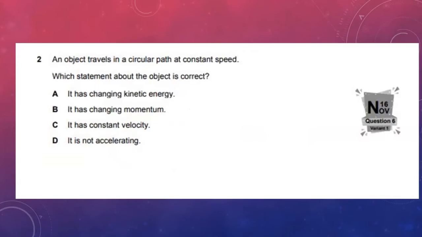This question is very, very important. An object travels in a circular path at a constant speed. Which statement about the object is correct? A, it has a changing kinetic energy. B, it has a changing momentum. C, it has constant velocity. D, it is not accelerating. Who can answer? Think, take one minute and tell me the answer.